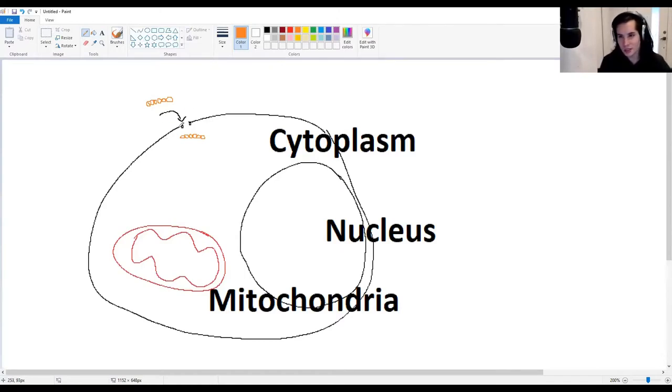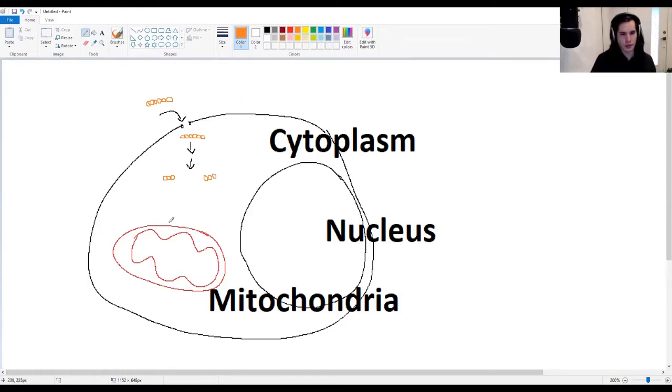So as soon as it enters our cytoplasm, we begin breaking it down. And I'm not going to draw all of the specific steps, but it undergoes this process called glycolysis, in which you make 2 3-carbon molecules called pyruvate. Okay.